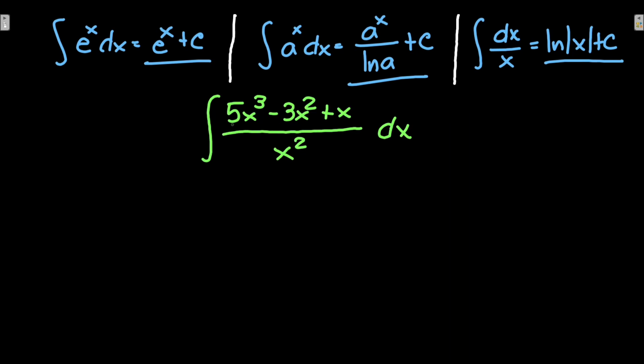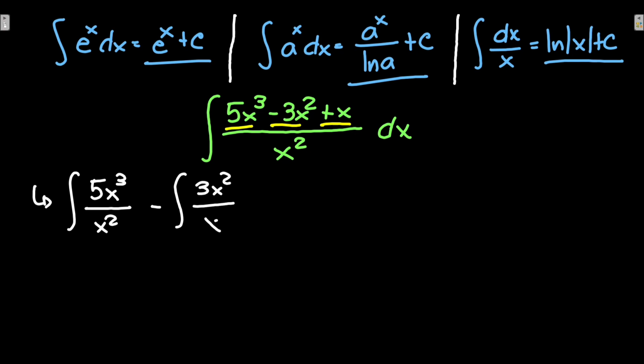The integral of 5x cubed minus 3x squared plus x, all divided by x squared, dx. So you know that they have all the same denominator, and so you can split this integral into 1, 2, and 3 parts. So this would be the first part, which is the integral of 5x cubed over x squared, minus the integral of 3x squared over x squared, plus the integral of x over x squared dx.